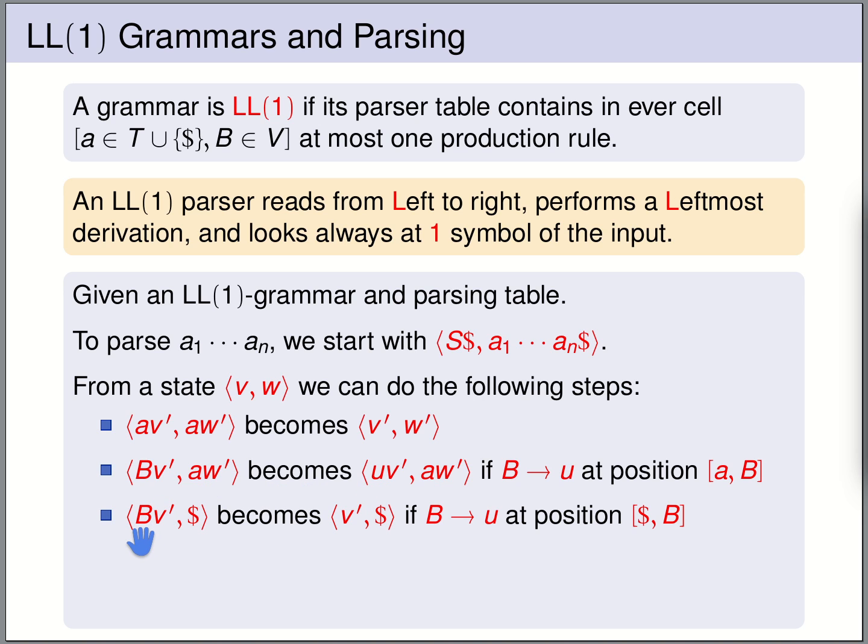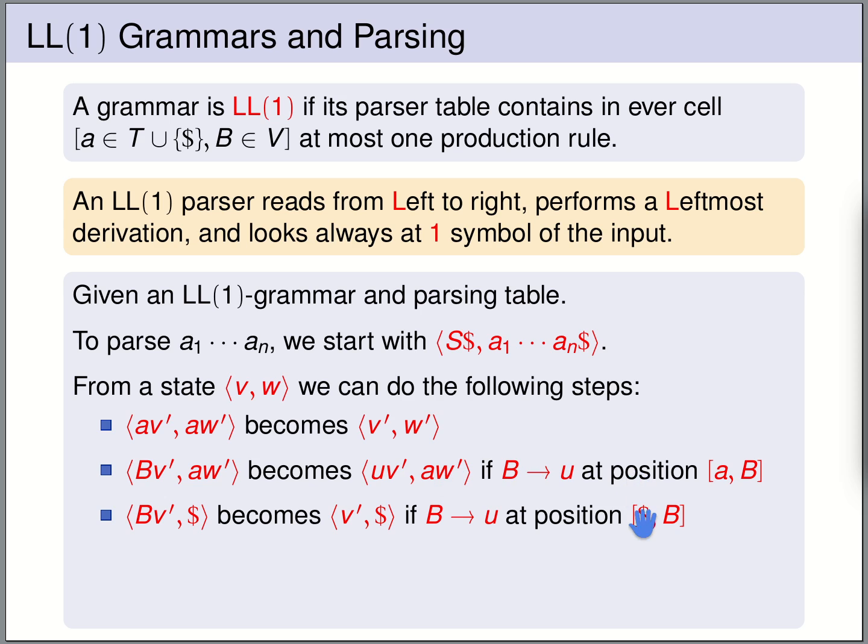If we have a variable B in the first entry of the pair and a dollar in the second entry of the pair, then we look at the position B,$ in our parser table. And if there is a rule B rewrites to U, then in principle you can do the same as in the second case. You could replace the B by U.